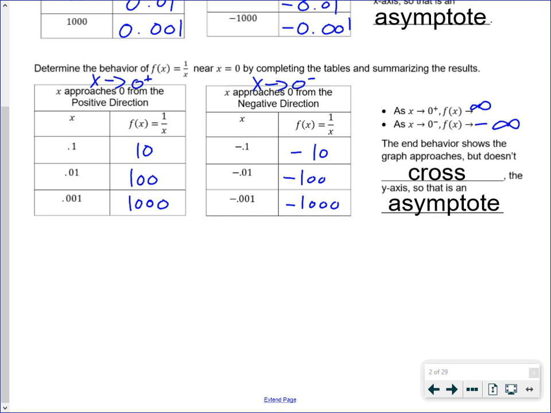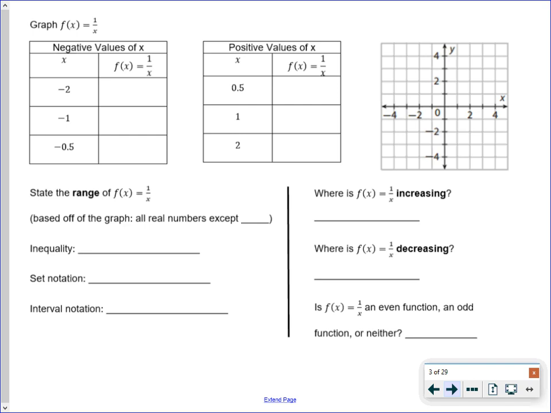For 1 over x, the axes are the x-axis and the y-axis. So let's plot some points and see what this graph will look like. If you plug in these x values, 1 over -2 is -1/2, -1 gives -1, and 1 over -0.5 gives -2. For the positive values, 0.5 gives 2, 1 over 1 is just 1, and 1 over 2 is 1/2. Okay, so we have our 6 points.